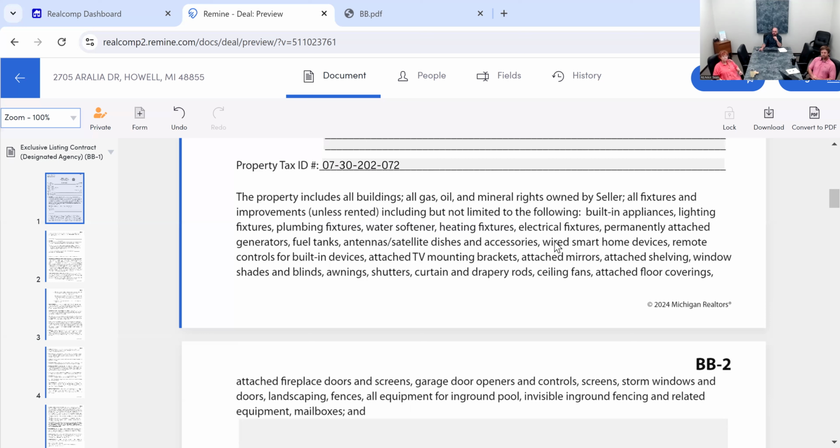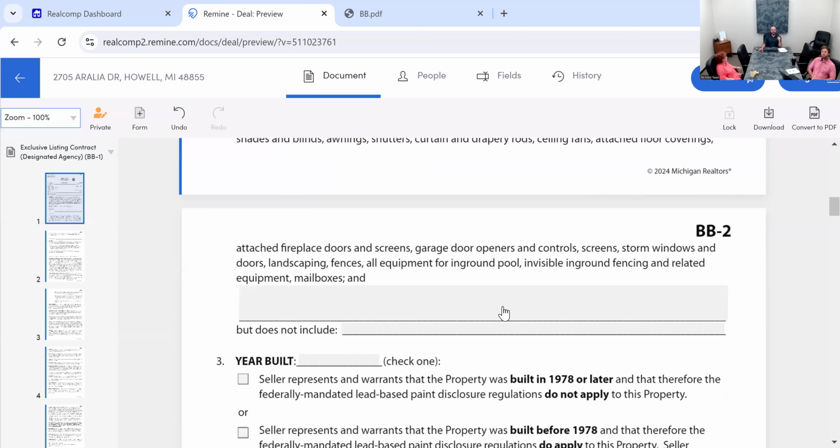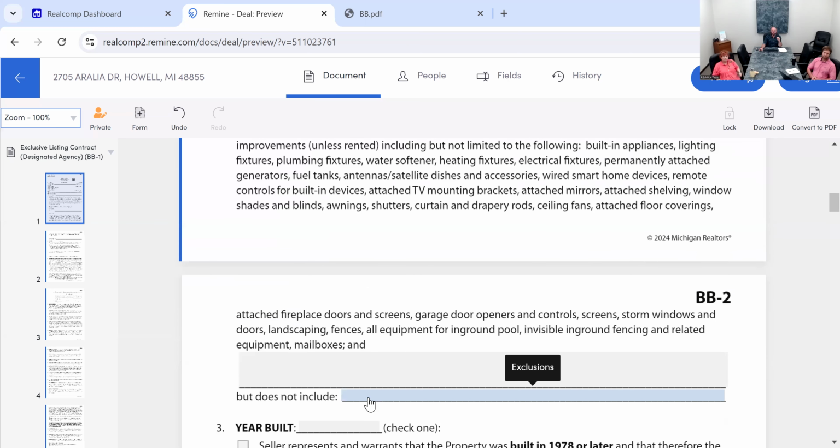So wireless smart home devices, I would argue, would not be part of this boilerplate here, because it's wireless. But anything that's hardwired in, at that point, yes, that's going to be brought into this, unless you want to exclude it, which you can type in those exclusions related to these things. You could say the window treatments in the primary bedroom, or the lighting fixture, or that family heirloom door knocker, whatever it may be, you can write it in here.